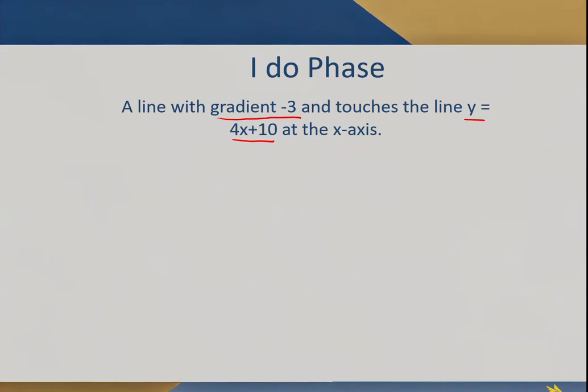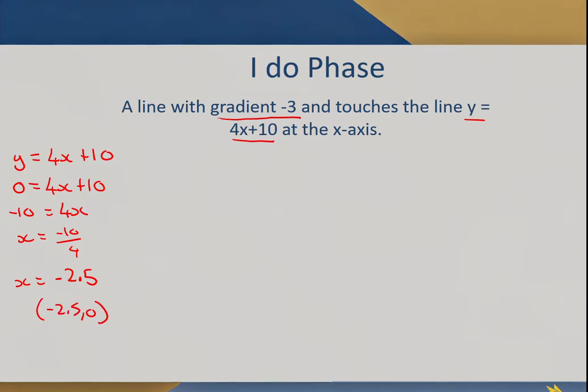So I'm going to substitute that in. y is equal to 4x plus 10. At the x-axis, y is 0. I then take away 10 from both sides, and I divide everything by 4. So negative 10 over 4. I can simplify that if I wanted to, negative 2.5. Okay, so that gives me an x point and a y point.